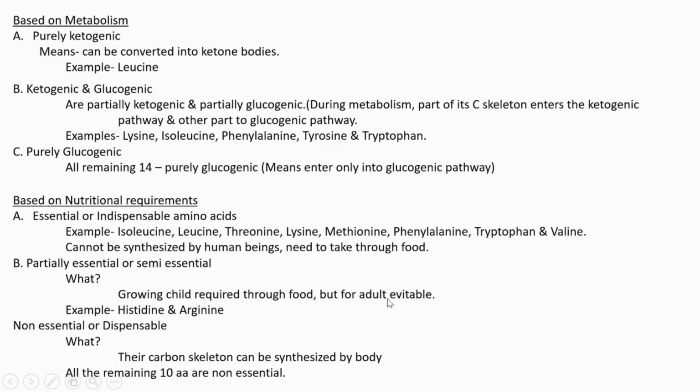But in the case of adults, we can avoid that type of amino acid because it is not that necessary. Examples are histidine and arginine. Then another type of classification is non-essential or dispensable. That means the carbon skeleton of that type of amino acid can be synthesized by the body. All the remaining 10 amino acids among the 20 come under non-essential or dispensable amino acids.